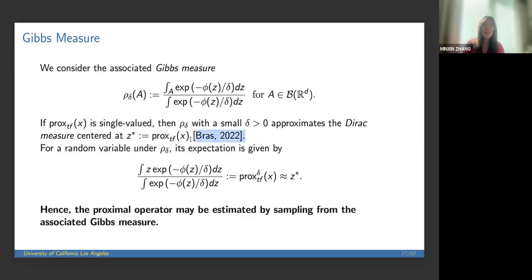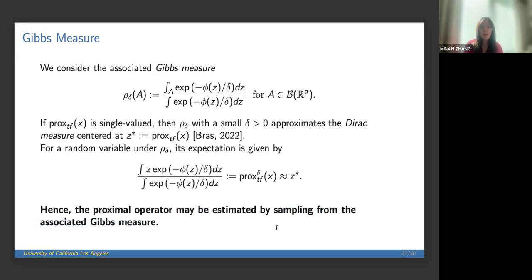A classical result about this Gibbs measure is that if this proximal operator is single valued, then with a small positive delta, the expectation of this Gibbs measure approximates the Dirac measure centered at that proximal operator. So basically, if we have a good approximation of the expectation of this Gibbs measure, then we get a good approximation of this proximal operator. So the proximal operator can be estimated by simply sampling from its associated Gibbs measure.